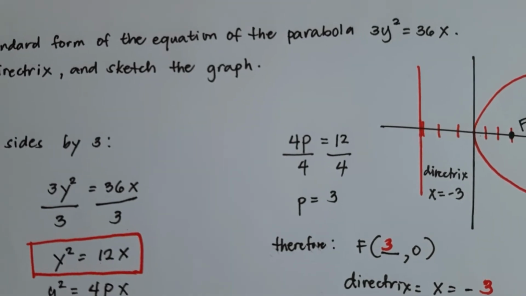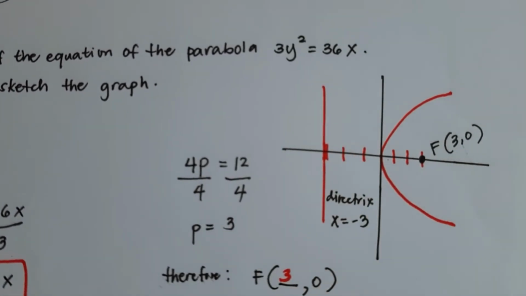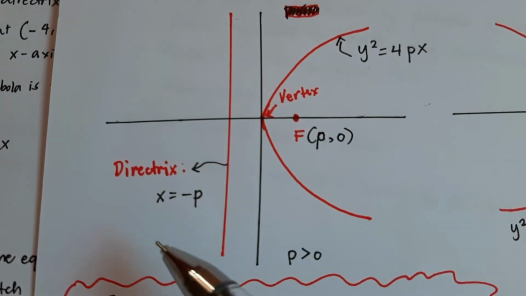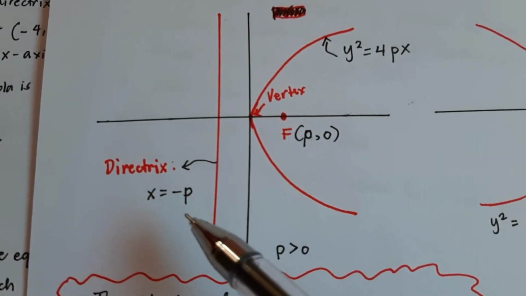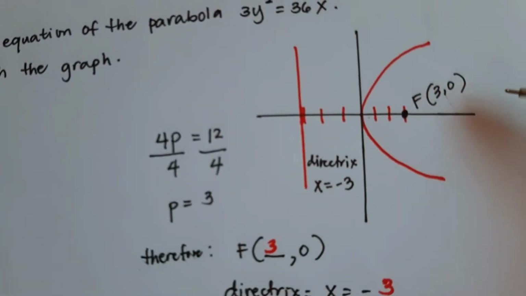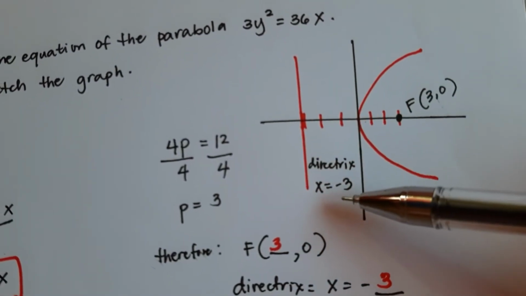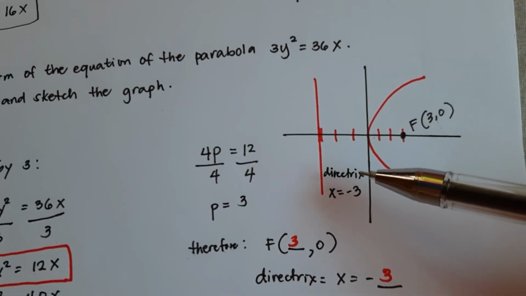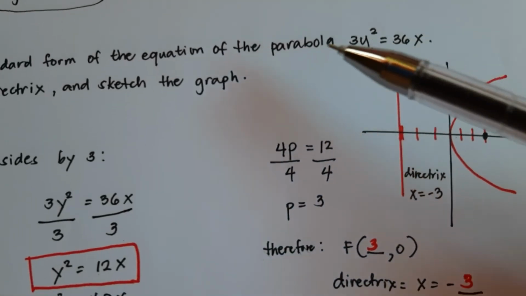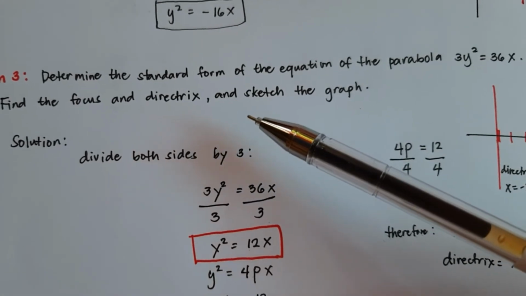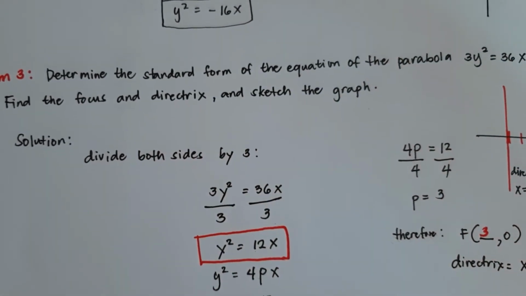No? So, ang focus natin ay magiging, di ba ang focus natin kanina ay P, 0. Ito yun. Ayan. And then, ang magiging directrix mo ay negative P. Okay. So, that would be focus 3, 0. So, directrix is negative P, which is negative 3. Yan. So, nasagot na natin yung tanong sa problem number 3. That is, finding the focus and then the directrix and sketching the graph.